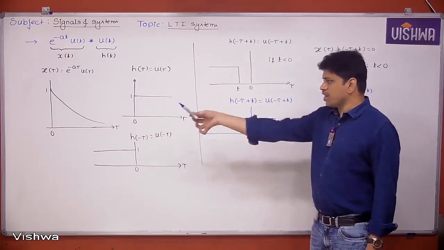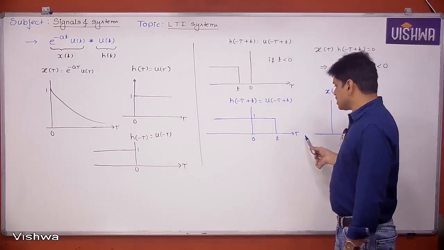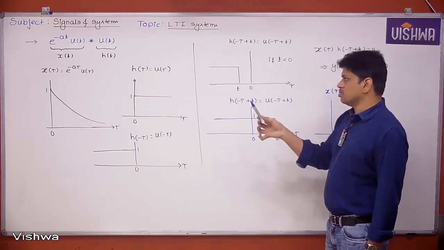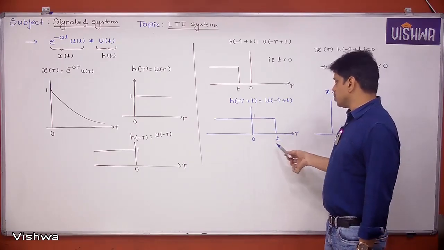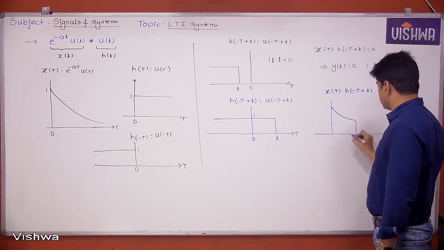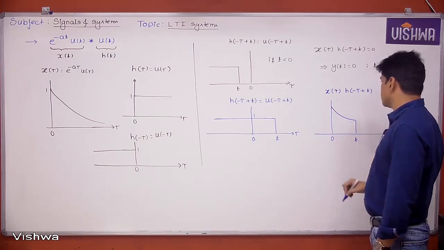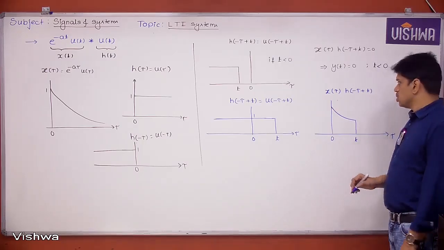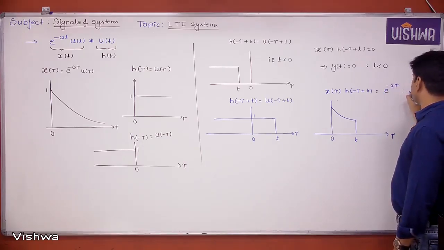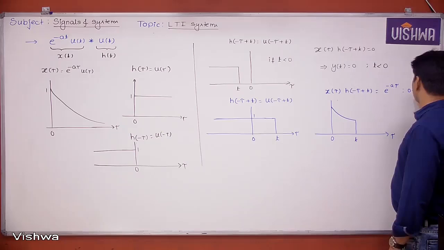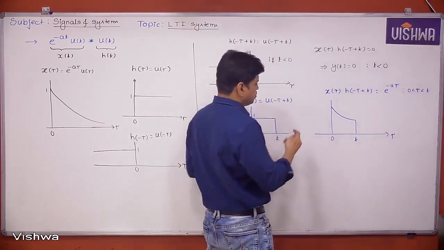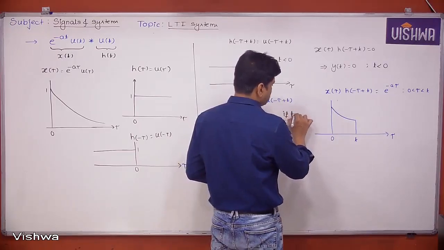Before 0, the one signal's value is 1 and the other's is 0, so the product is 0. After t, its value is 0, so that value exists, but still the product is going to be 0. So we only have to consider the curve e power minus a tau between 0 and t. It looks like this, only from 0 to t. Understood? So what is this actually? e power minus a tau only, but for 0 less than tau less than t. So this is when t is greater than 0.